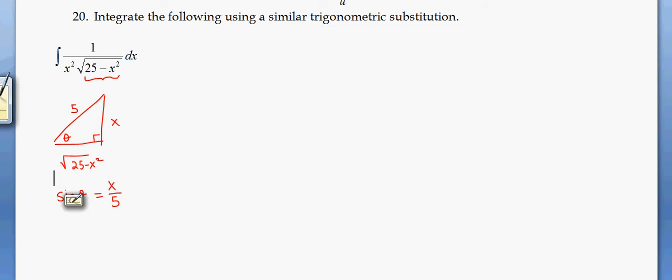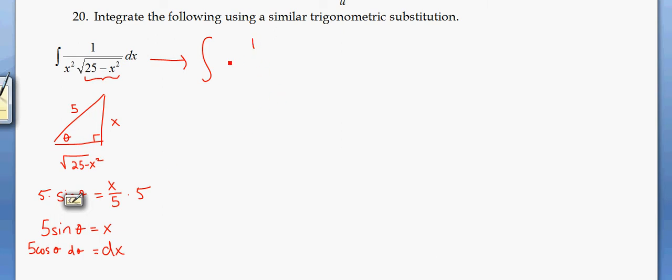Okay, so my substitution is that if I multiply both sides of this equation by 5, we have 5 sine of theta is equal to x, and so the derivative dx, derivative of sine is cosine theta d theta. Okay, so when I go to make my substitution, I want to replace everything that was in terms of x's in this integral, all to be replaced with things in terms of theta.